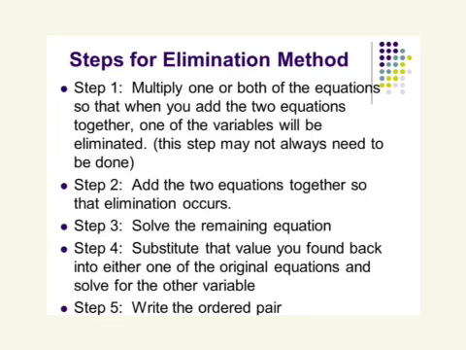Then your fourth step is to go ahead and substitute that value you found back into either one of the original equations, and then solve for the other variable. After that, you will have an x value and a y value, and you can complete step 5 by writing the ordered pair.